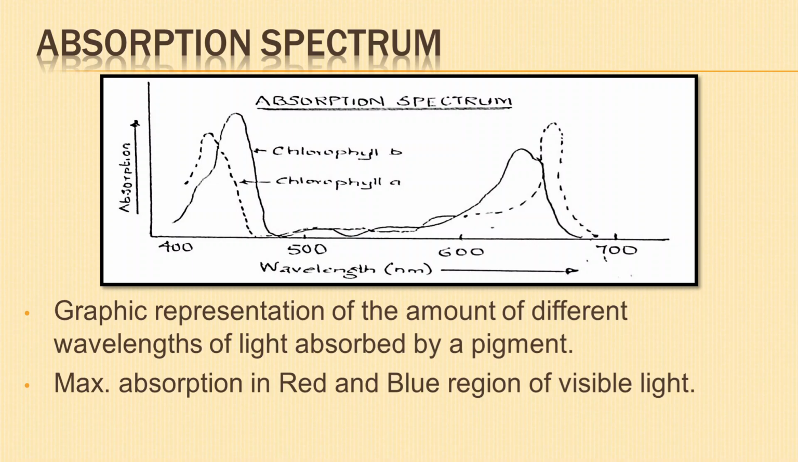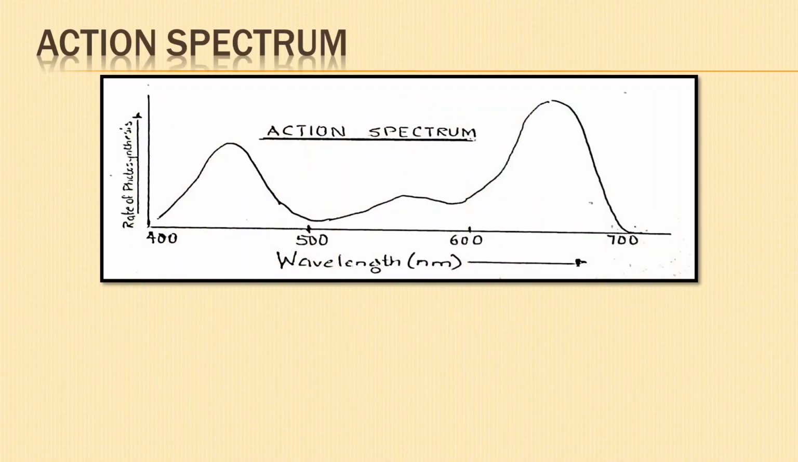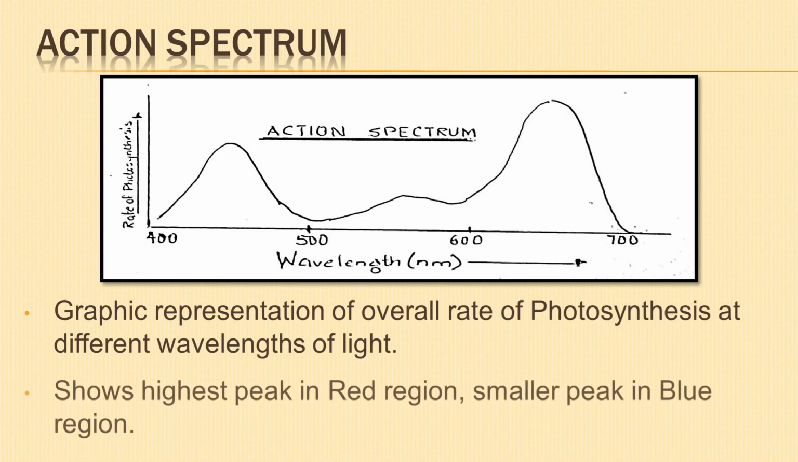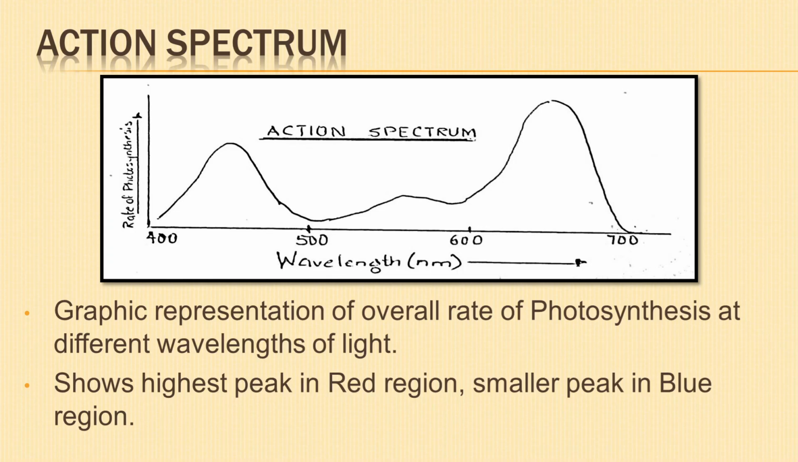Action spectrum is a curve or graph representing the overall rate of photosynthesis at different wavelengths of light. The rate of photosynthesis is measured in terms of oxygen evolved and carbon dioxide utilized. The action spectrum shows the highest peak in the red region and another smaller peak in the blue region.